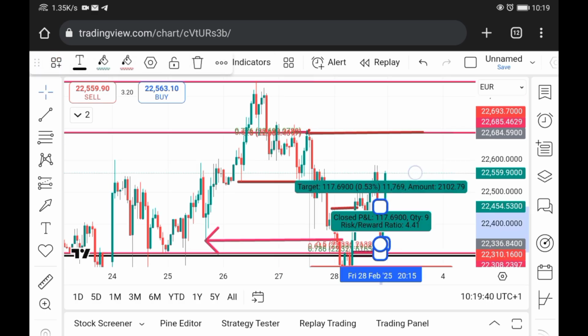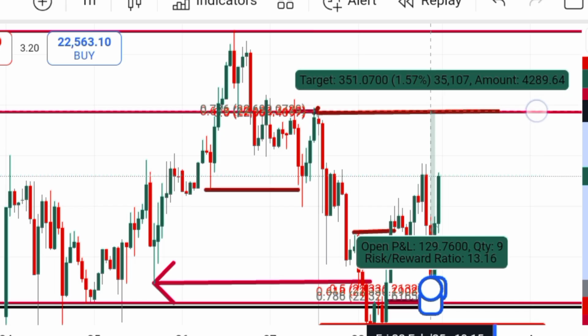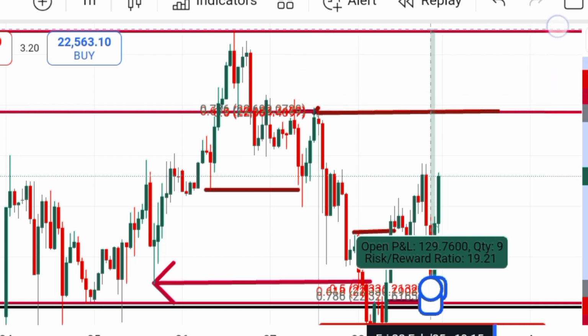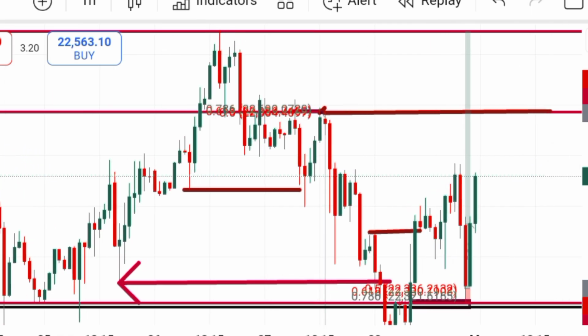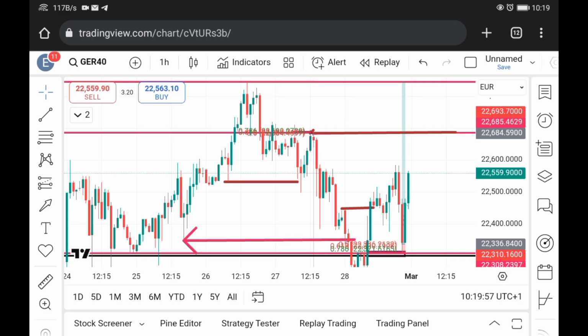So you place your trade. Target here, that is 1:13. This is your 1:19, which is your third target. So just by doing that, following the rules, that is it for the buy scenario.